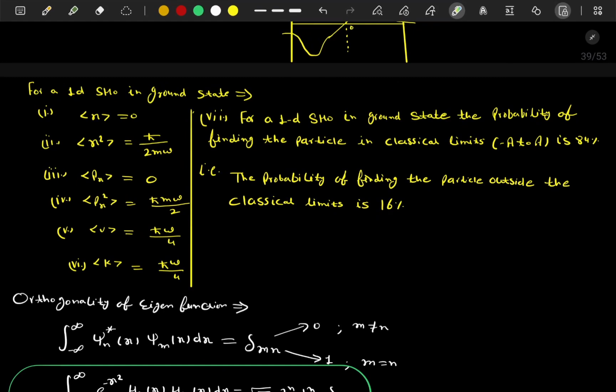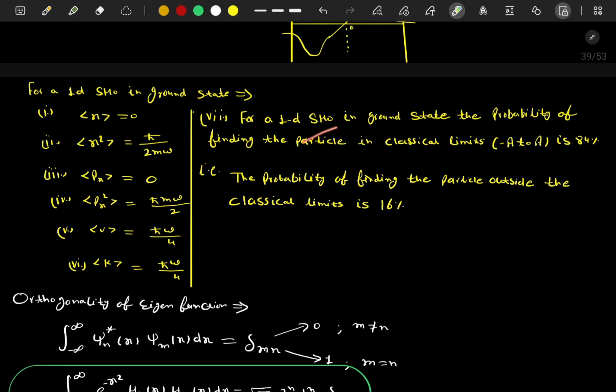The expectation value of x for a simple harmonic oscillator is 0, and x squared equals ħ/(2mω). The expectation value of momentum is 0, and p_x squared equals ħmω/2. The kinetic energy is ħω/4, and the potential energy is ħω/4.